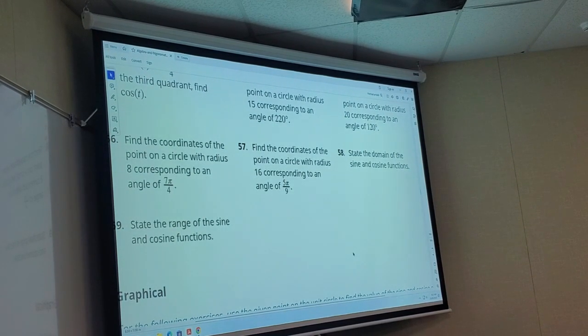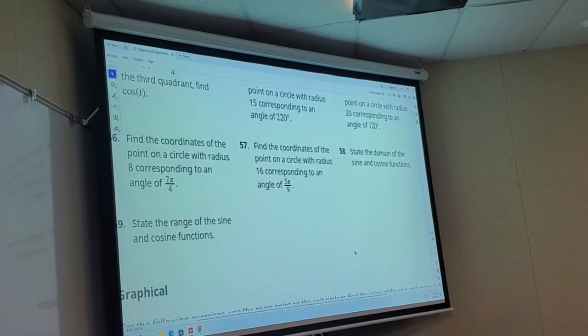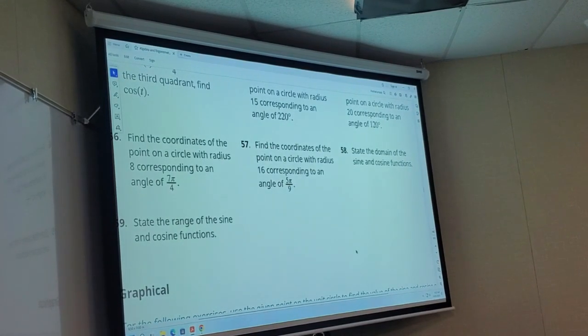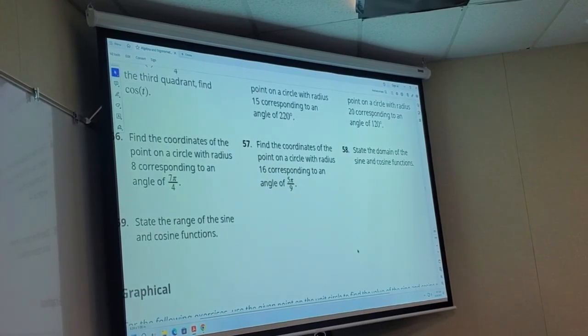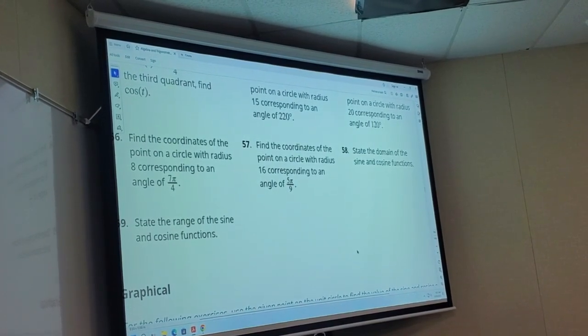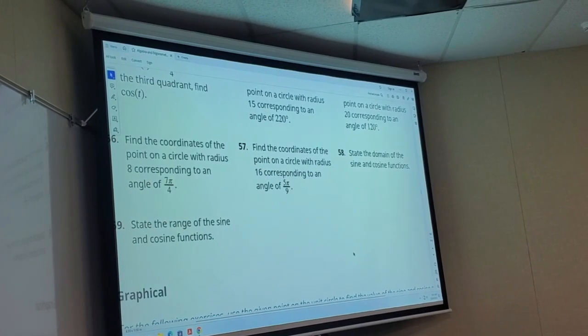Is this a reference angle? Did we use a reference angle? No. If you have your calculator, make sure you're in what? Radians. Do 16 times cosine of 5 pi over 9. Negative 2.7. It's already negative.